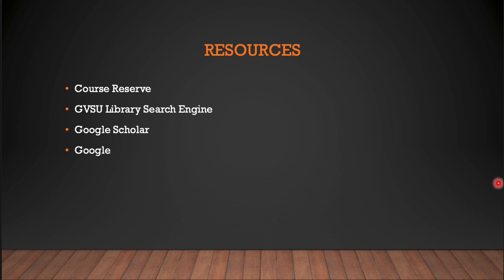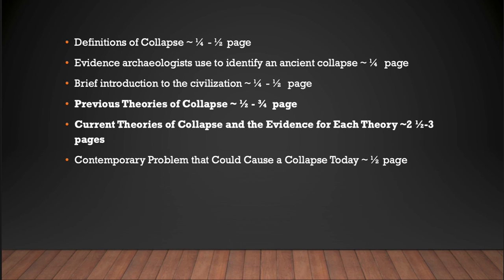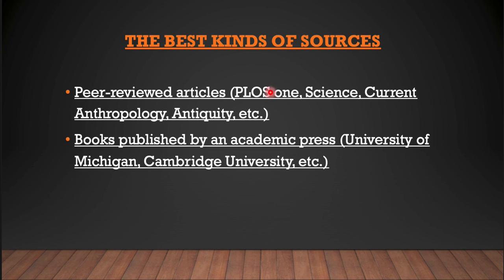I'm going to talk a little bit about the resources that you could use: Course Reserve linked on Blackboard, the GVSU Library Search Engine, Google Scholar, and also Google, which is somewhat helpful, as I will show you. Okay, so if this was a 5-minute presentation, you might say, okay, 2.5 minutes is going to be on the different theories to explain collapse. Okay, the best kinds of sources.